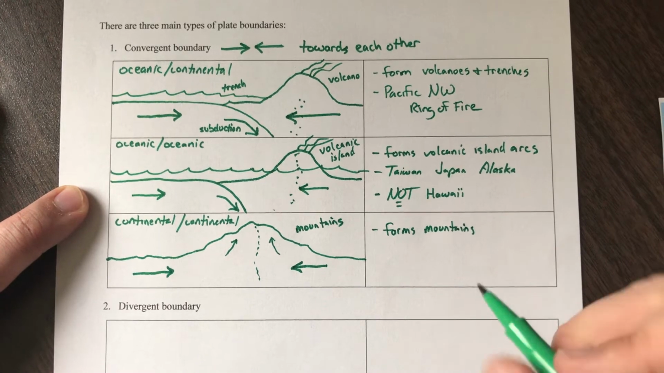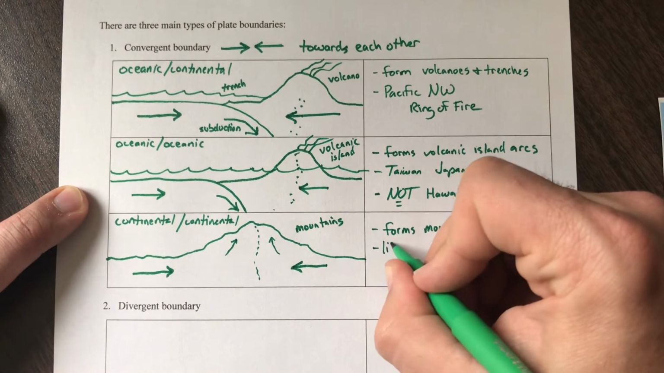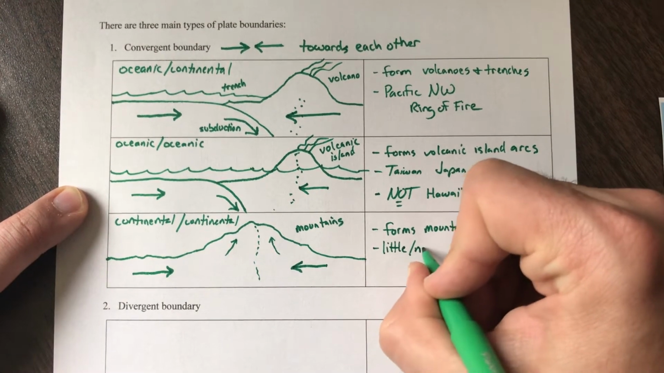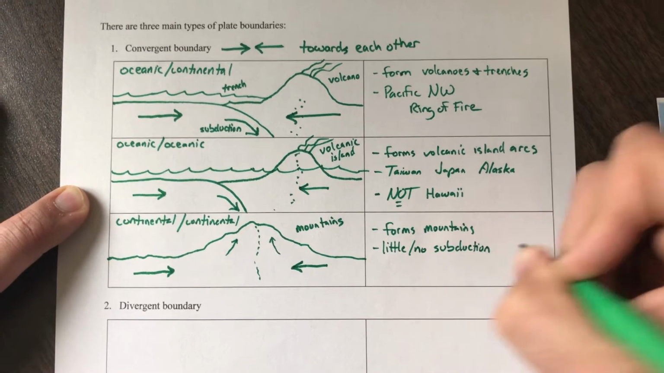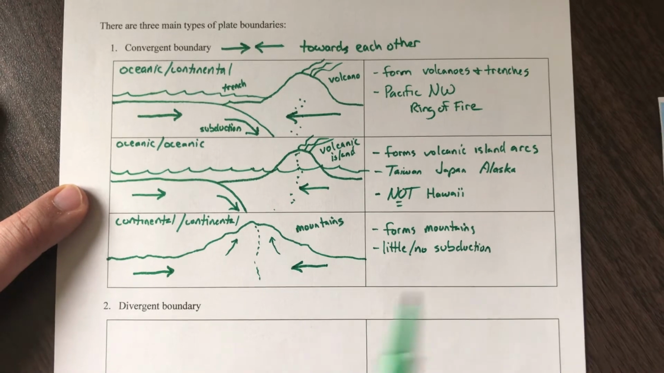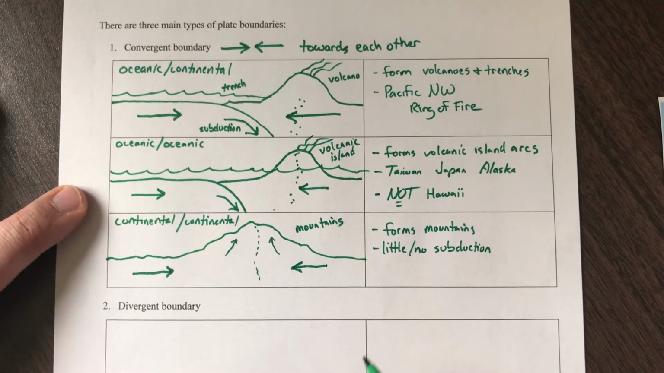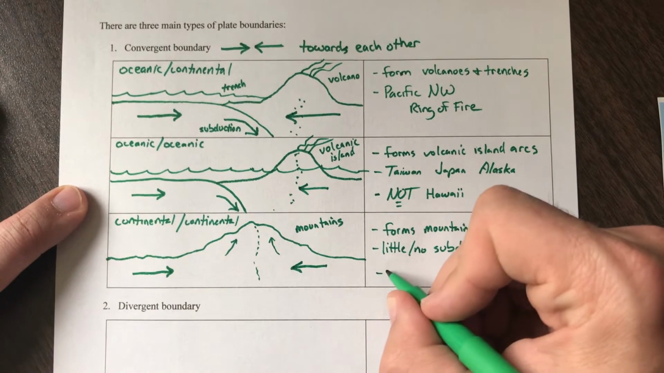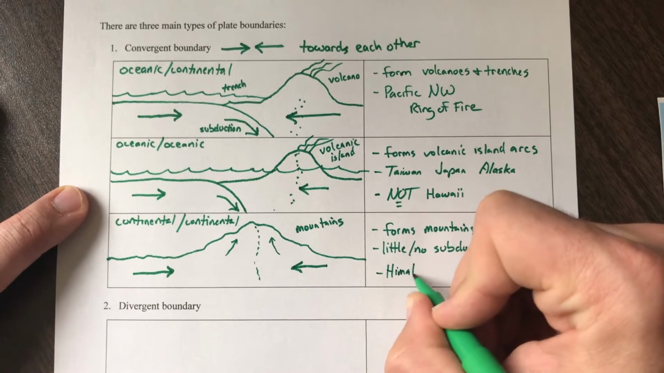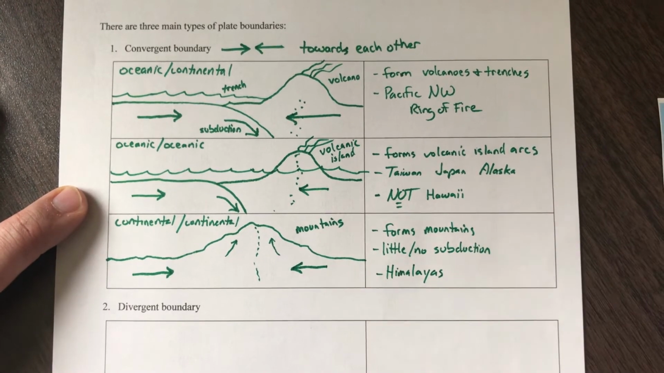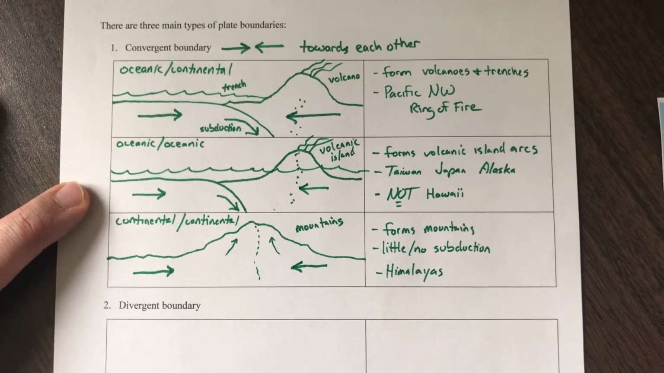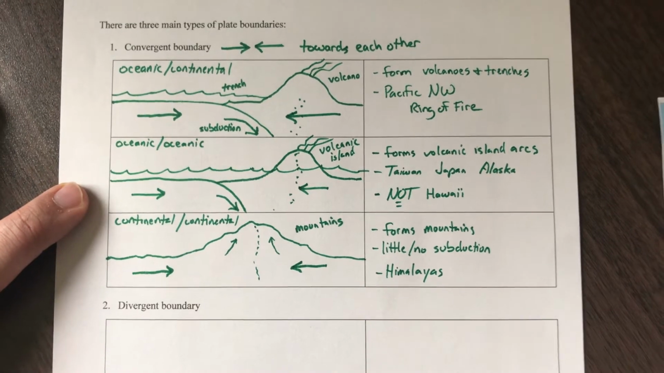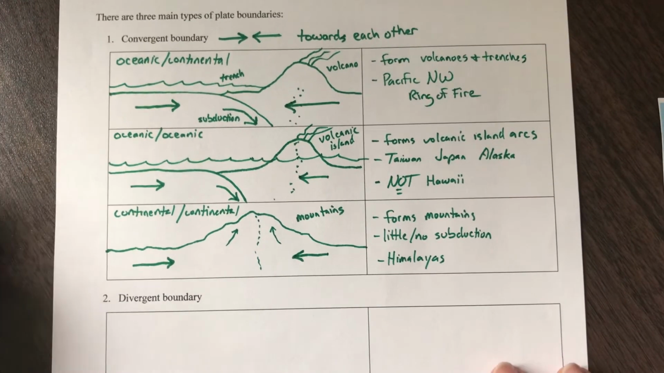We're also going to add that in this one, there's little or no subduction. Even if there is any subduction, it's a pretty shallow subduction. They're more wedging each other than going underneath and melting. And a famous place for this, always a good example, are the Himalayas. That's where Mount Everest is. 11 of the 15 tallest mountains are in the Himalayas. So this is a pretty easy example for this kind of boundary.